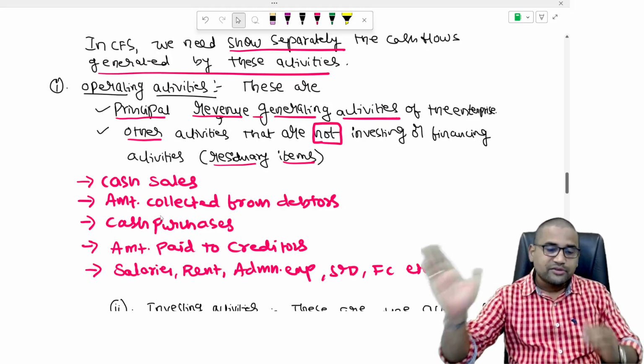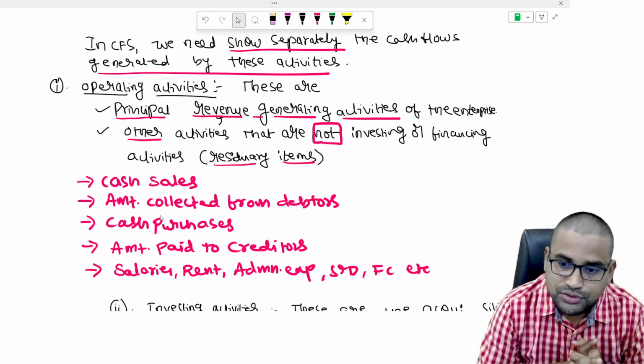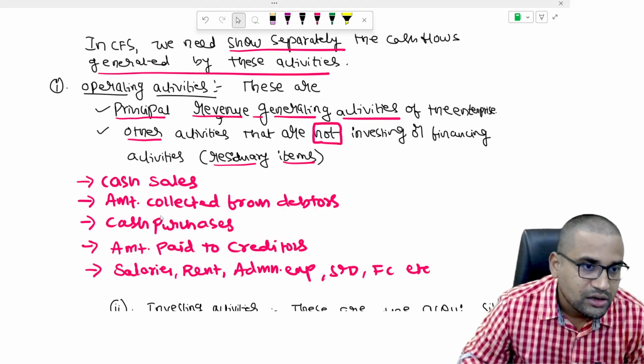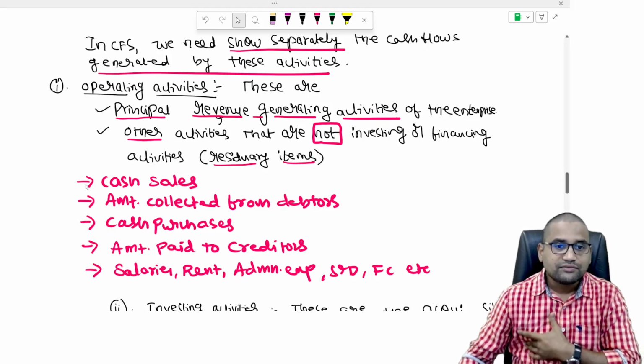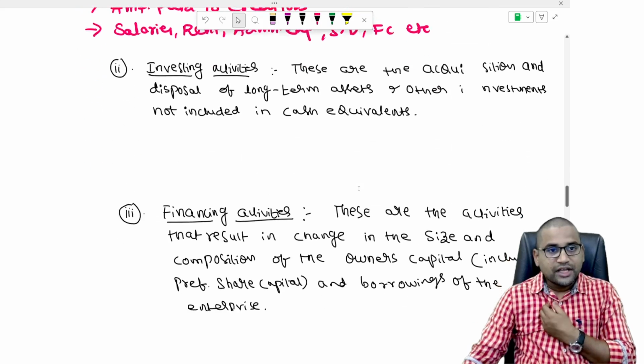So what is operating activity, sir? What is the organization's main principal activity? Relating to that, all the expenses you incurred will come here. Next, investing activities.